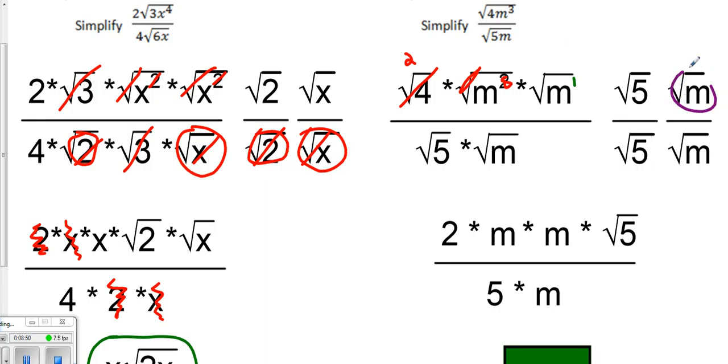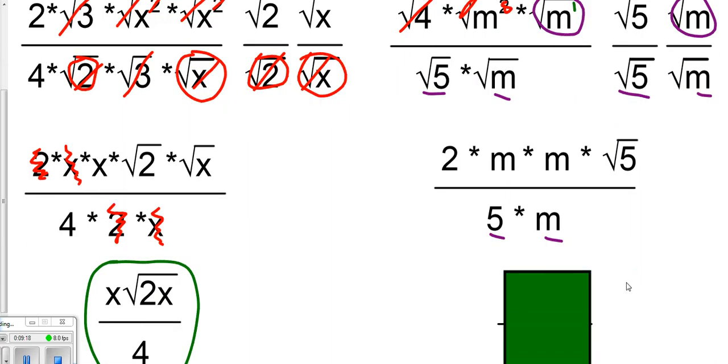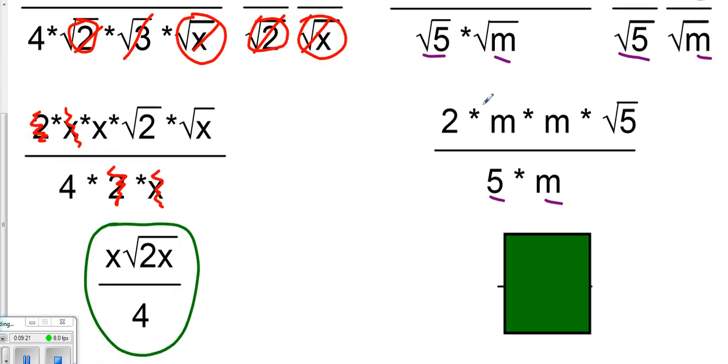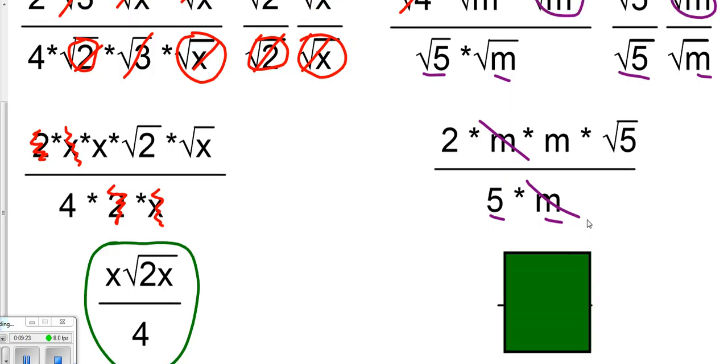this square root of m matches with this square root of m and just makes an m. So this square root of 4 became 2, this square root of m squared became m, this square root of m with this one became our other m here, and we just have the square root of 5 on top then. Square root of 5 with a square root of 5 became 5. Square root of m with square root of m became m. Now it's at this point that we would say, now I can cross out my m's, which we could have done up here too. Either way would have been fine.